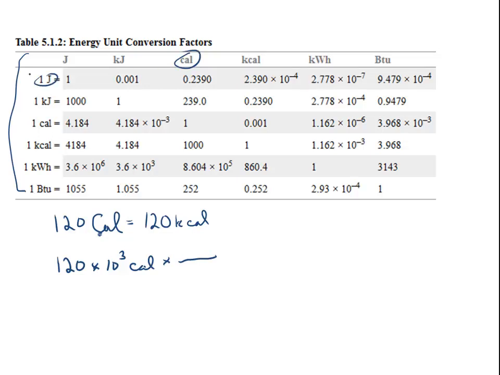The way you use this is 1 joule equals 0.2390 calories. So we would say 1 joule over 0.2390 calories, lowercase calories. And that comes out to 120 times 10 to the third divided by 0.239. That comes out to 5.0302 times 10 to the 5th joules. So that's how you use it.